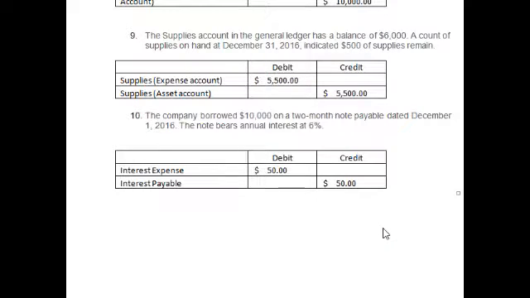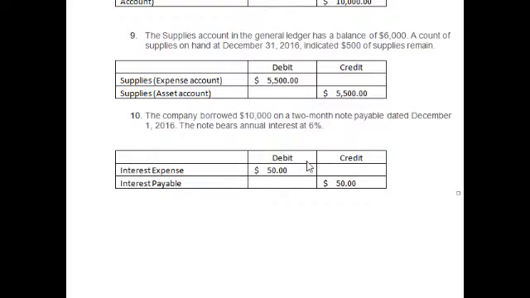Number 10 is the final one. It's about interest expense. It says that our company borrowed $10,000 on a 2-month note payable dated December 31st. I mean, December 1st. So it is now December 31st. So it's been only 1 month since we borrowed this money. And the note is not due yet. The note will be due next month. So in January 2017, the note will be due and I need to make an interest payment.